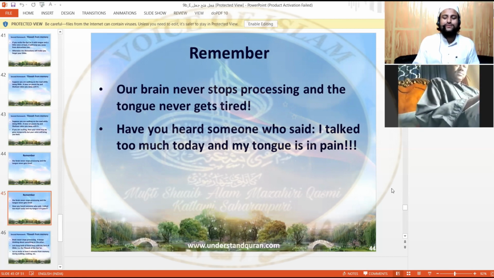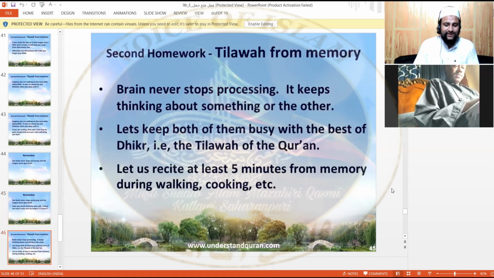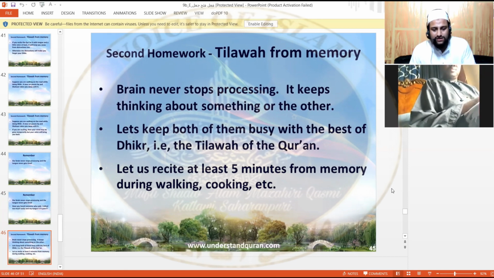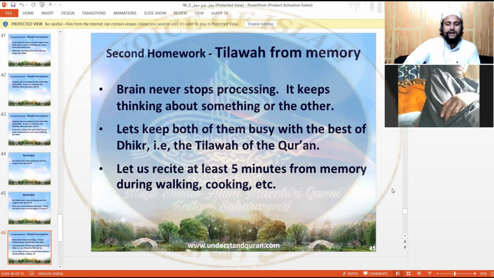So why don't you make your brain and your tongue busy in the remembrance of Allah? And the best dhikr is the tilawa, the recitation of the Quran. So second homework, tilawa from memory. The brain never stops processing. It keeps thinking about something or the other. Let's keep both of them busy with the best of dhikr, I mean the tilawa of the Quran. Let's recite at least 5 minutes from memory during walking, cooking, and doing anything, etc.